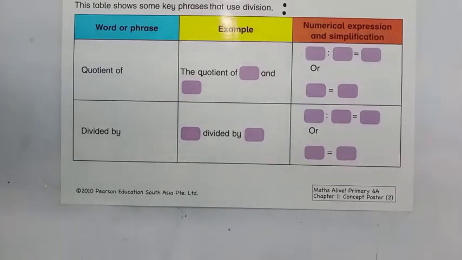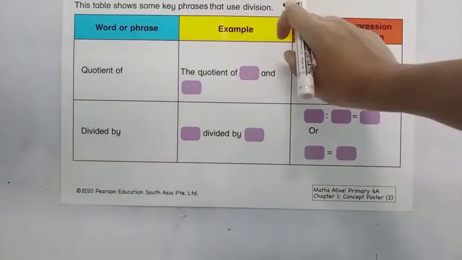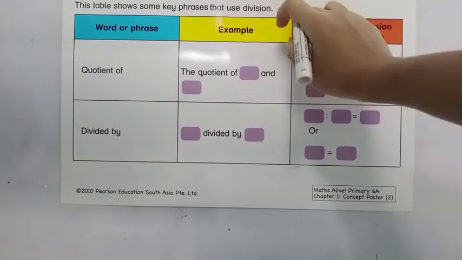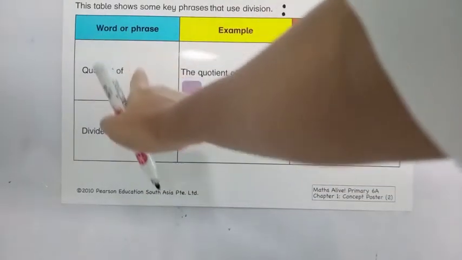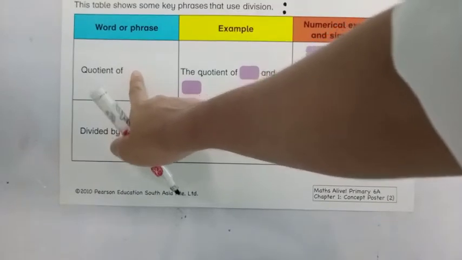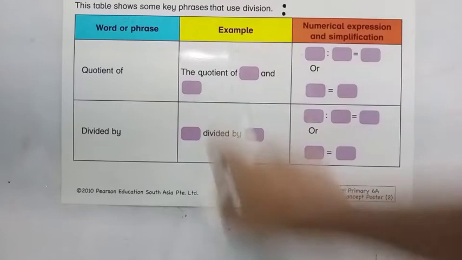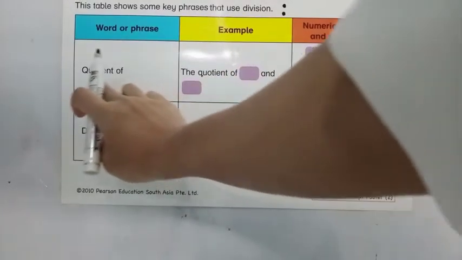Okay, next lesson we learn about quotient. Quotient refers to the answer in a division problem. This table shows some key phrases that use division. Okay, the symbol of division is like this. There are two words here, quotient of and divided by. Let's fill in the blanks of the table.